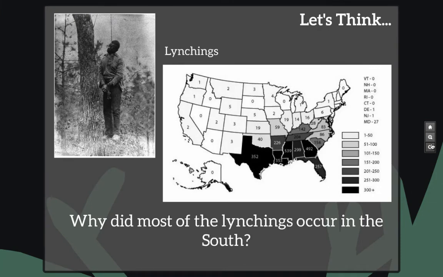So let's think. We were just talking about lynchings with Ida B. Wells. Why did most of the lynchings occur in the South? The darker the color on the map, the more lynchings that occurred that particular year. So why were most of these lynchings occurring in the South?